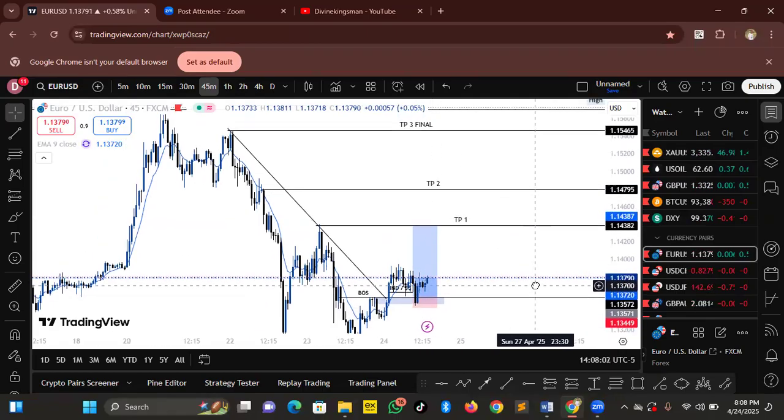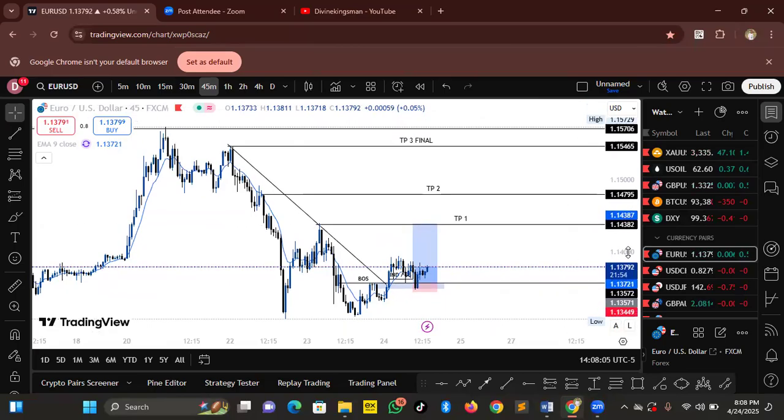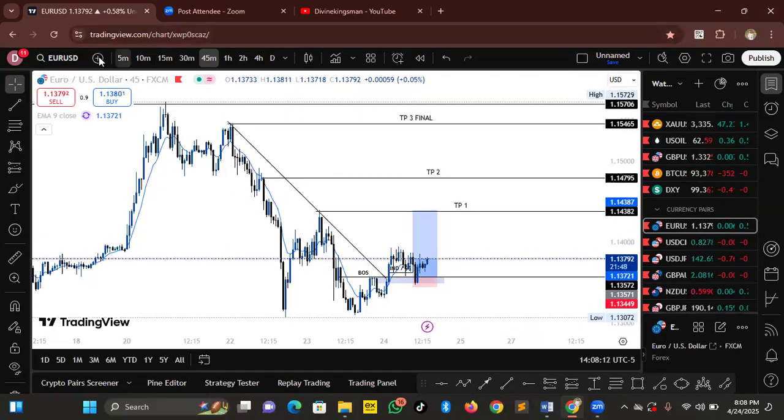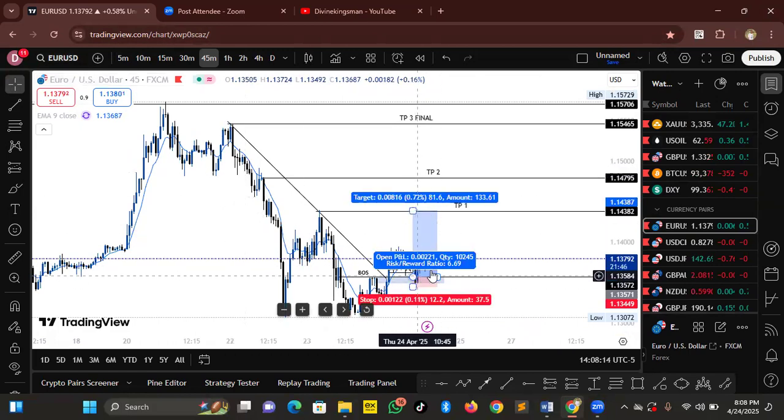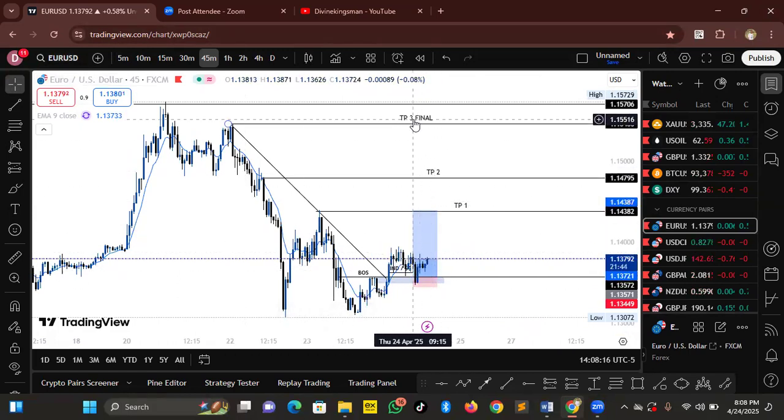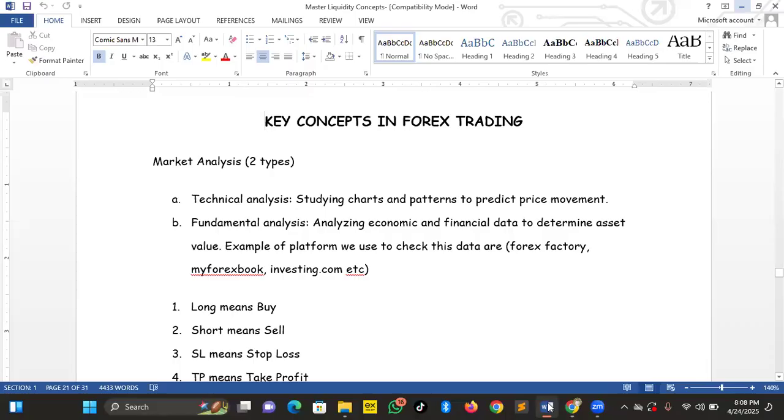So this is me analyzing my chart, studying my chart, predicting the price movement of euro versus USD. If you check here, this is the euro versus the US dollar. I'm predicting that this price might pull up from here and even reach this place at the final take profit. So that's what technical analysis means: studying charts and patterns to predict price movements.